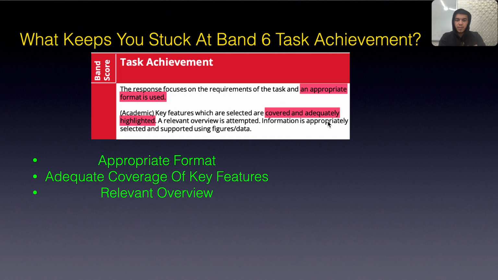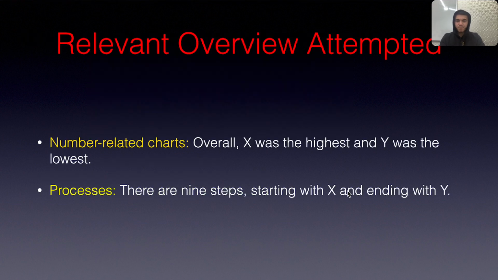So let's talk about the word adequately here. Adequately means it's good, but it could be better. So here are your positives. You have appropriate format, adequate coverage of key features, and relevant overview. But still, here it says a relevant overview is attempted, meaning you're trying to write a relevant overview, but you're not really there. Your overview is relevant, but it's not really there.